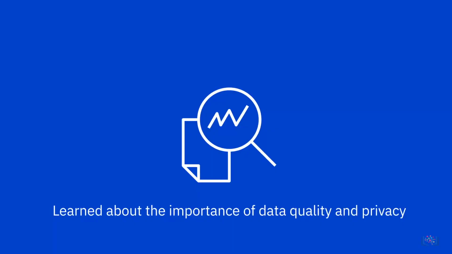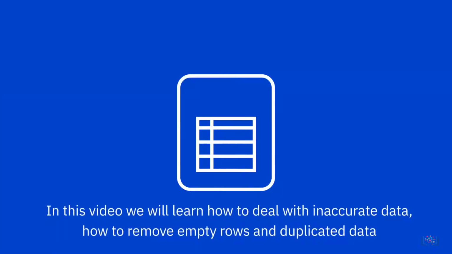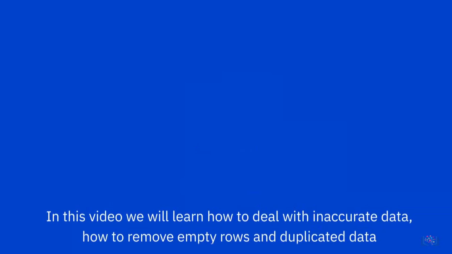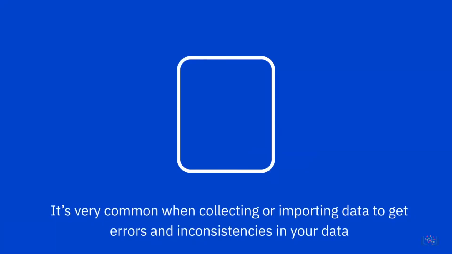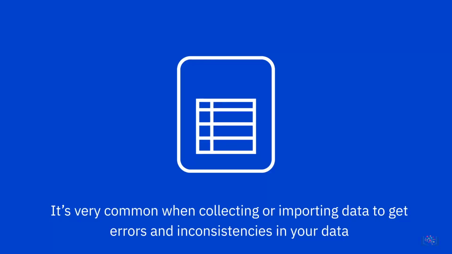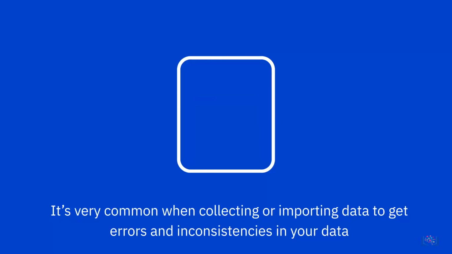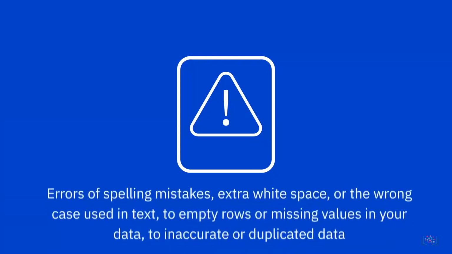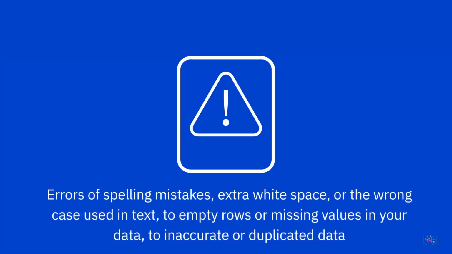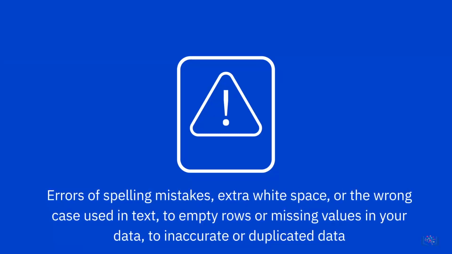Now that we have learned about the importance of data quality and data privacy, in this video we will learn how to deal with inaccurate data, how to remove empty rows, and how to remove duplicated data. It's very common when collecting or importing data, whether through manual or automated processes, to get errors and inconsistencies in your data. This can be as simple as spelling mistakes, extra white space, or the wrong case used in text, to empty rows or missing values in your data, to inaccurate or duplicated data.